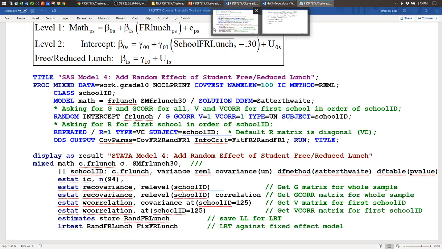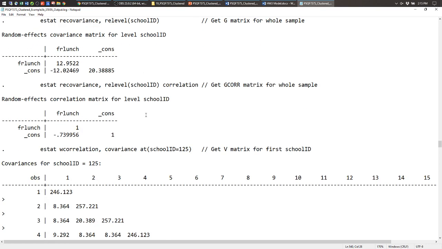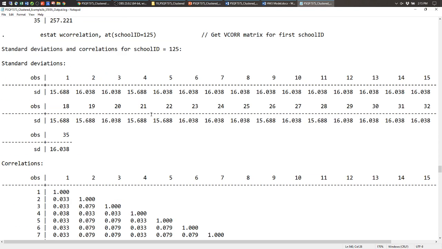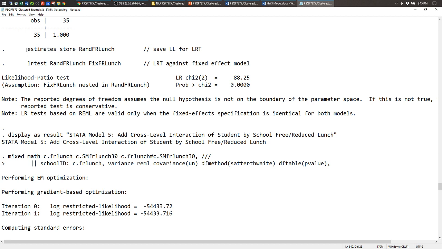So -2 log likelihood is a chi-square variable. In Stata, if you do the LR test, it is given to you here. So I stored the estimates from the fixed model. I then compared them against the estimates from the random model, and you get this LR chi-square 2. So that is your likelihood ratio test statistic that is treated as a chi-square with 2 degrees of freedom. And that's the test statistic, that's the p-value that goes with it.